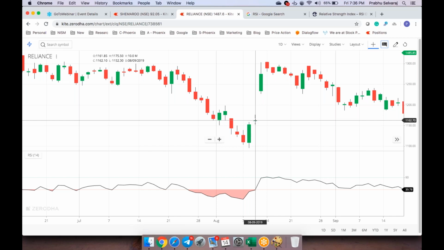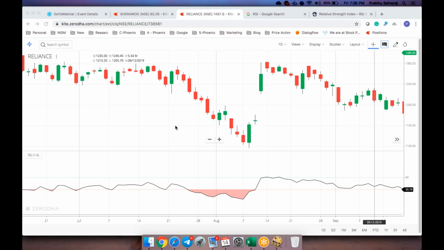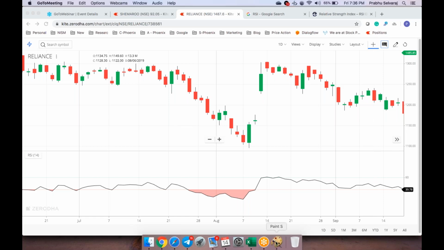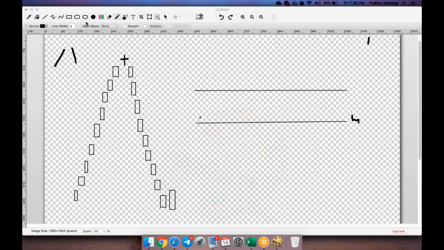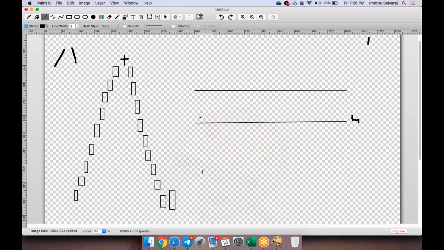Now the next question is, how do I get the confirmation whether the RSI will cross 40 or not? Okay, first I'll give you two examples. Now there are two different scenarios of RSI. One is again, this is for 60 and this is 40.